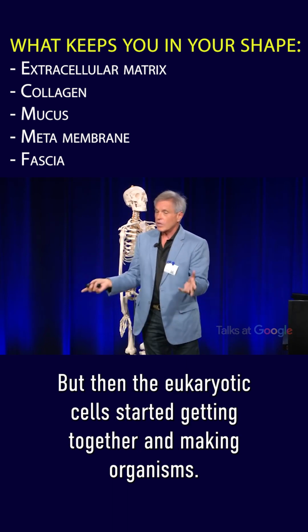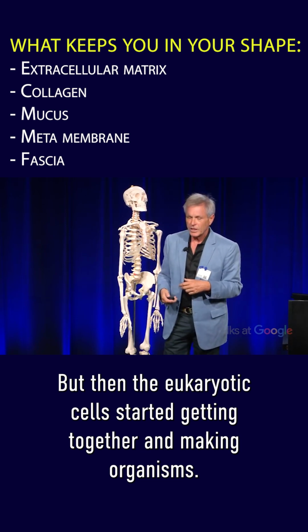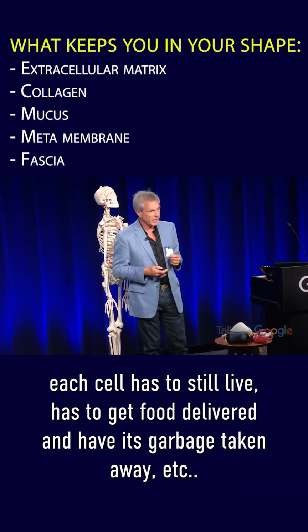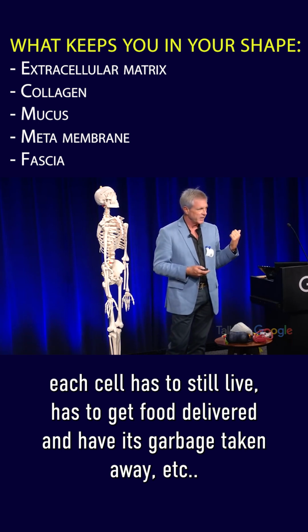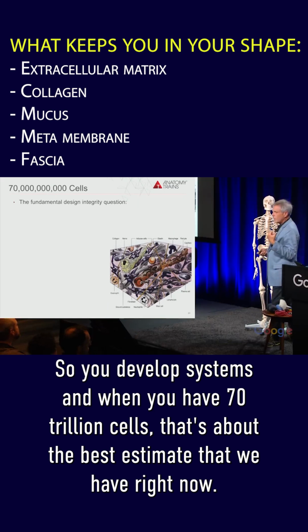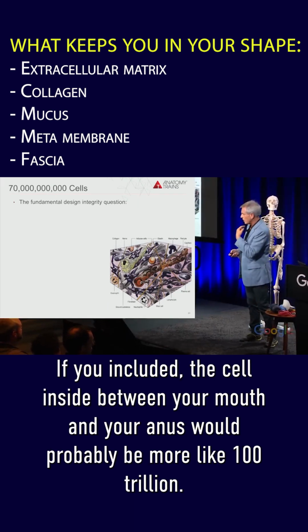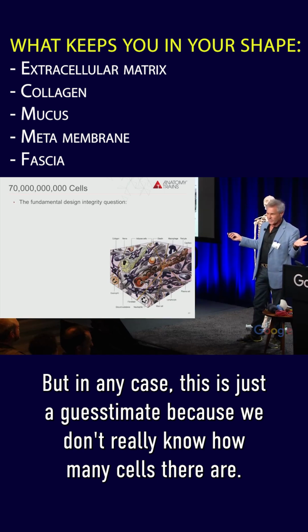But then the eukaryotic cells started getting together and making organisms. Now, when you make a whole bunch of cells together in an organism, each cell has to still live, has to get food delivered and have its garbage taken away, etc. So you develop systems. And when you have 70 trillion cells, that's about the best estimate that we have right now. If you included the cells inside between your mouth and your anus, it would probably be more like 100 trillion. But in any case, this is just a guesstimate because we don't really know how many cells there are.